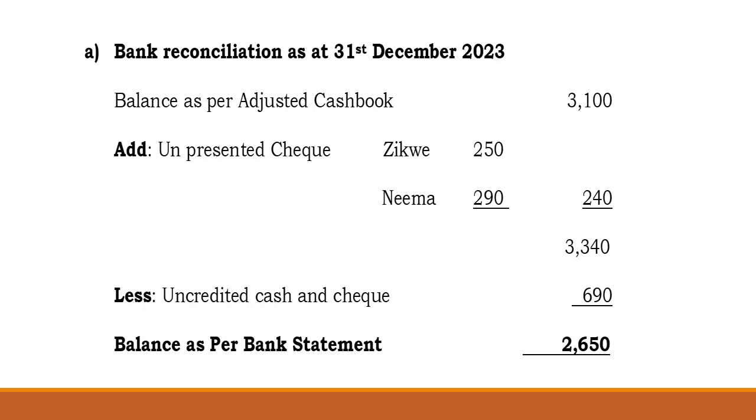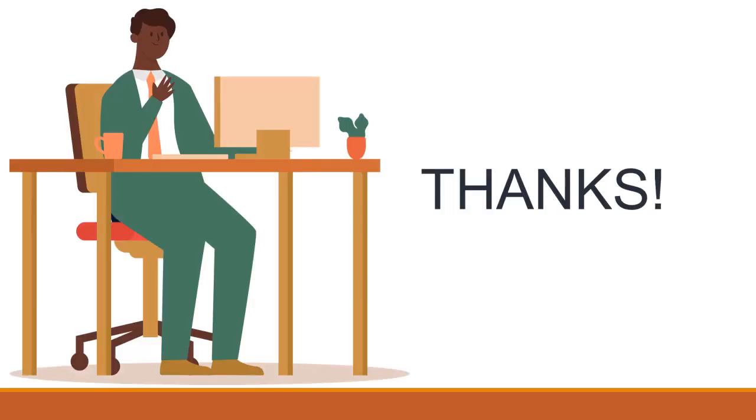So the bank reconciliation as at 31st December: balance as per adjusted cash book 3,100, add unpresented checks 240, then less the credit deduction for the checkbook 90, and the balance as per bank statement now becomes 2,060.50. And that makes the end of our presentation.